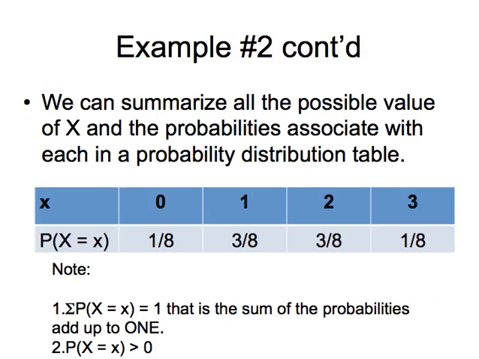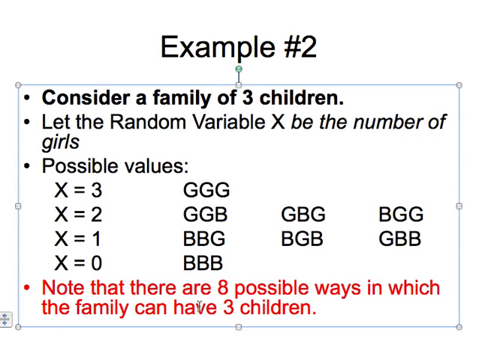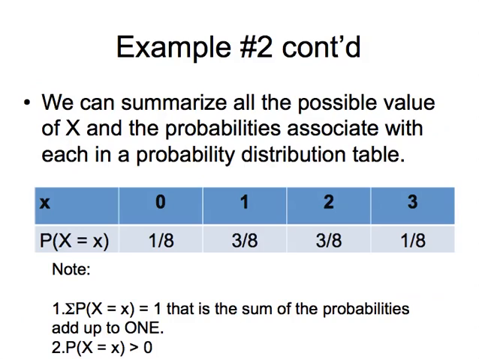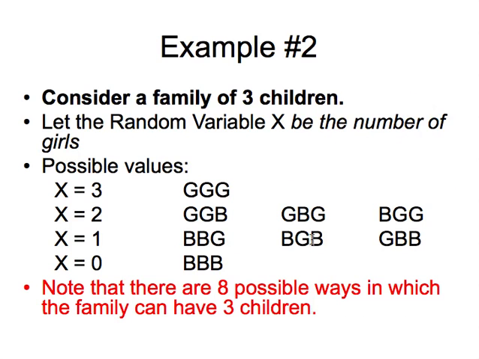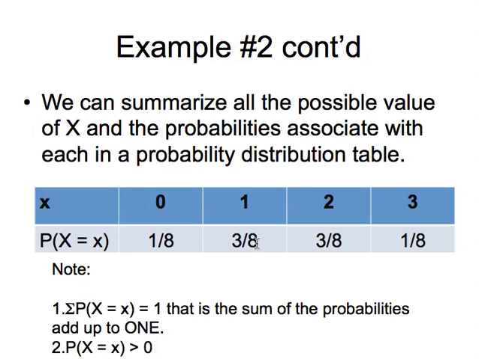Now we're going to put that on a probability distribution table. So x is the number of girls. Notice all the possible values of x are indicated here on the table, 0, 1, 2, and 3. And the probability associated with each is also written on the table. If you recall, there was only one way in which you can have no girls. So that's 1 out of 8. There were 3 ways in which you can have 1 girl. So 3 out of 8, etc.